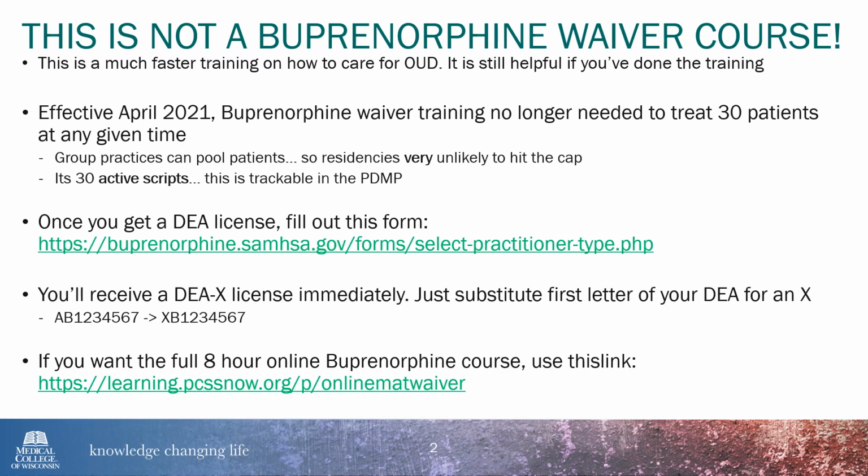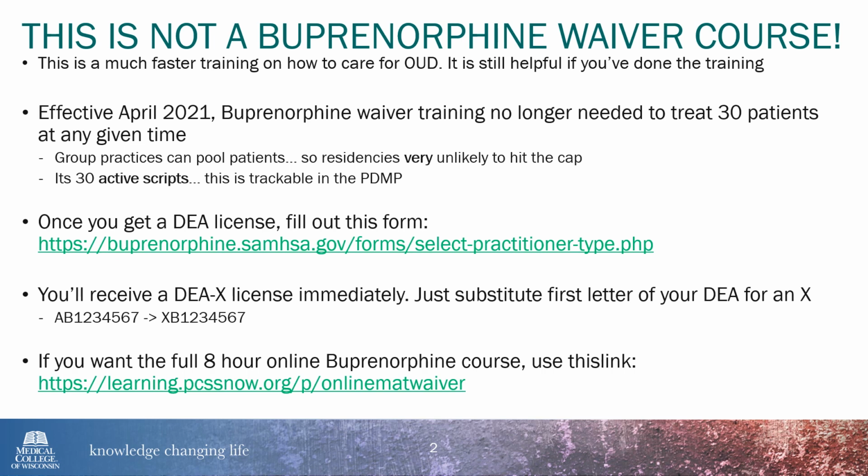So I'd like to stress at the beginning of this course that this is not a formal buprenorphine waiver training course. Under the old law, anyone that wanted to prescribe buprenorphine in an office setting needed to complete an 8-hour training. That 8-hour training still exists. The easiest one for people to access is the one that's available for free on the PCSS, that's the Provider Clinical Support System website that's here at the bottom of your screen. But in April 2021, the Biden administration said that you actually don't need to take that 8-hour class anymore to prescribe buprenorphine to up to 30 patients.